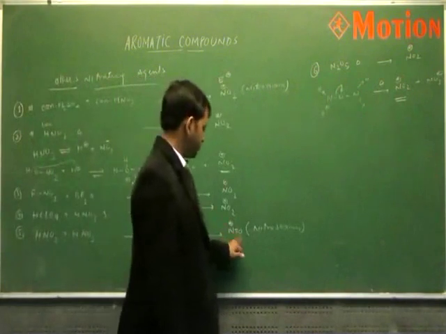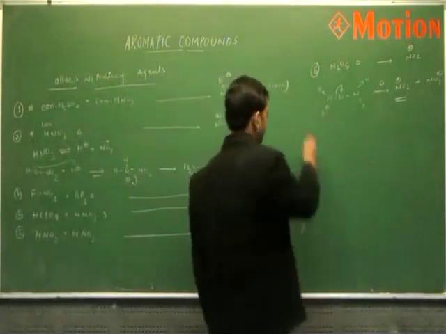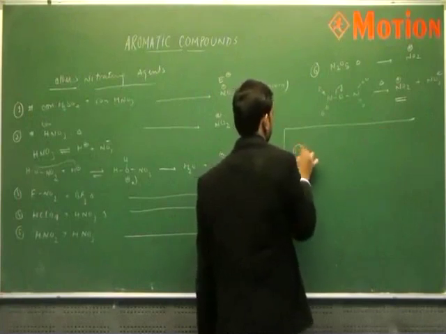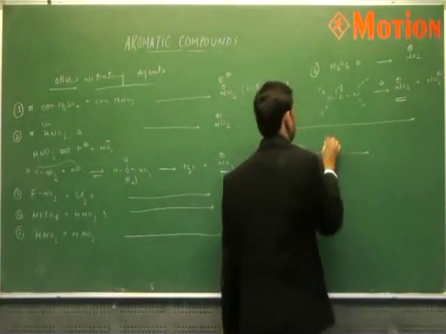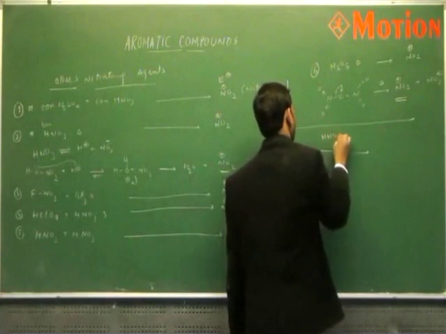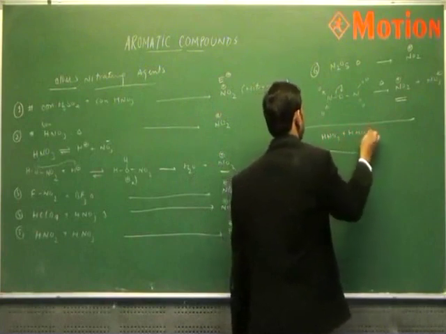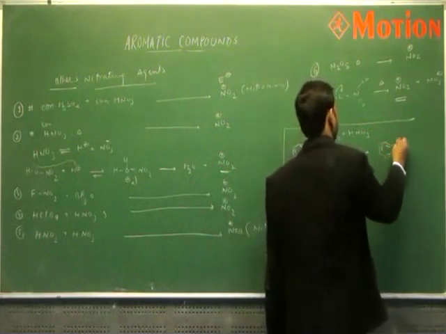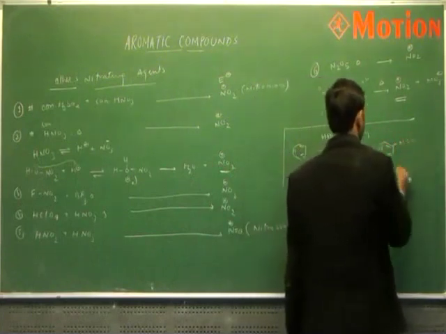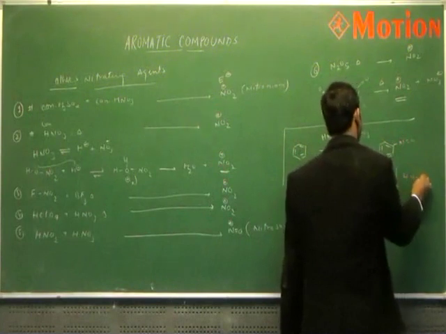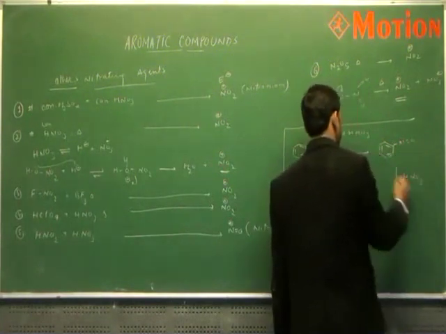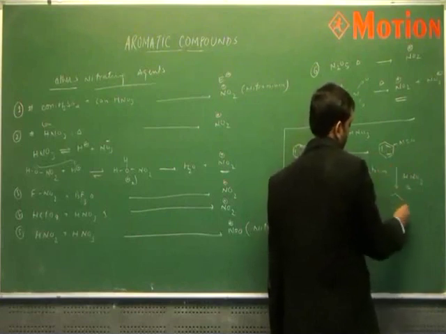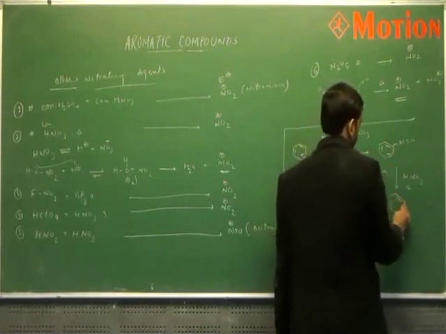This nitrosonium: suppose the reaction is done with benzene. HNO2 plus HNO3 forms the nitrosonium. So first we obtain nitrosobenzene. Further it oxidizes in presence of HNO3. That is oxidation. Oxidation takes place and it is converted to nitrobenzene.